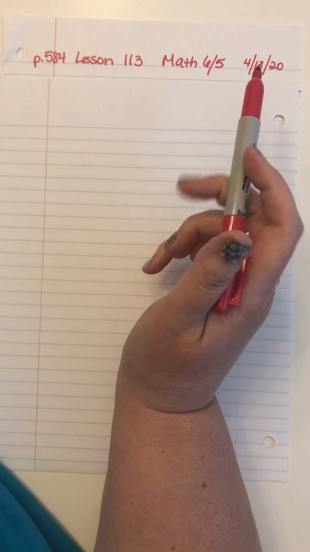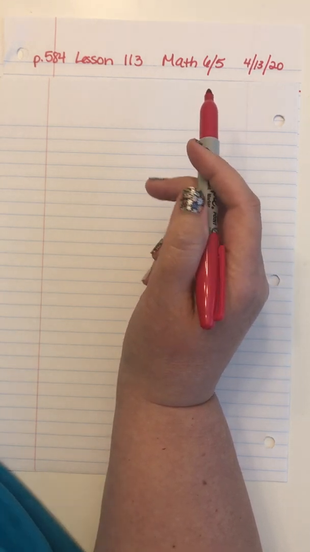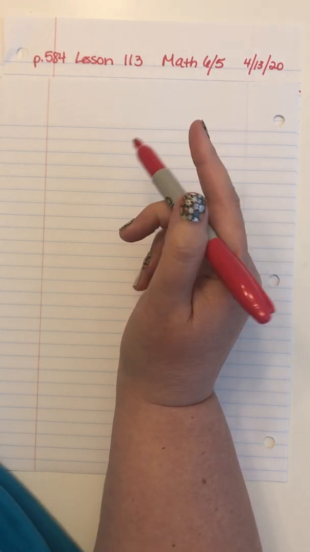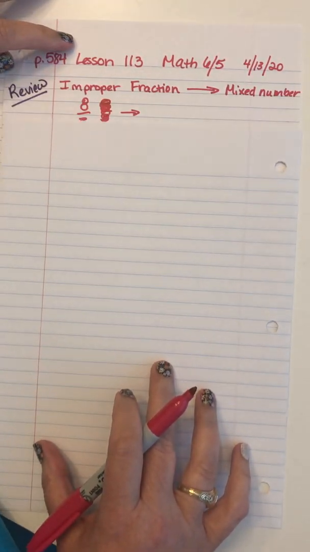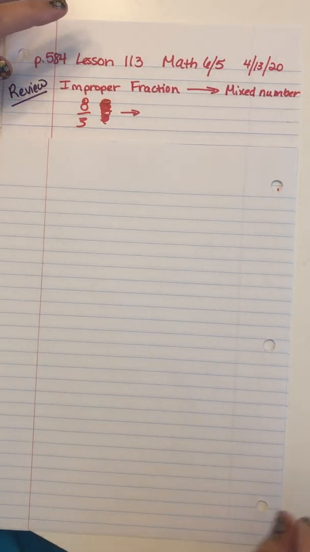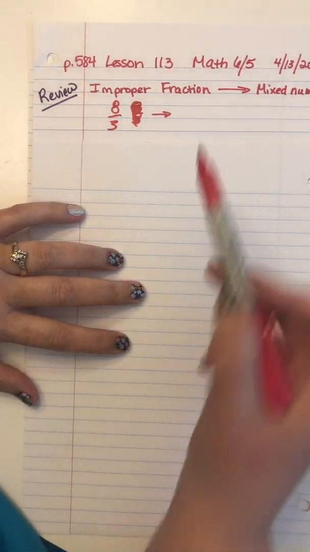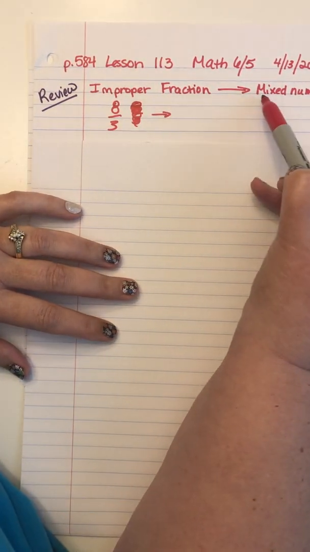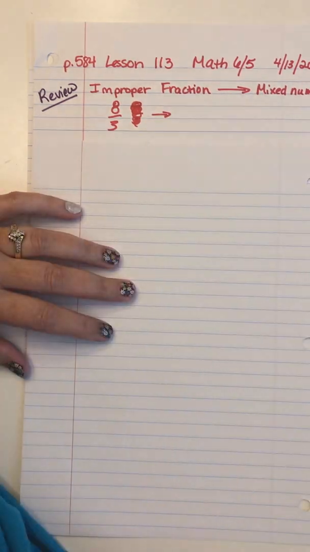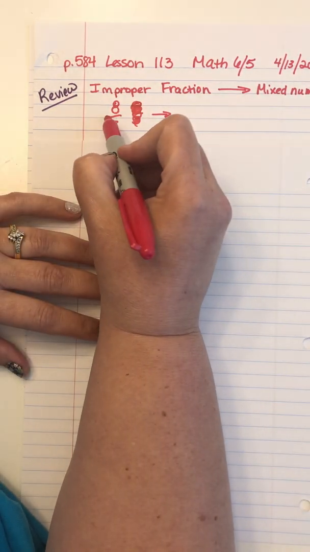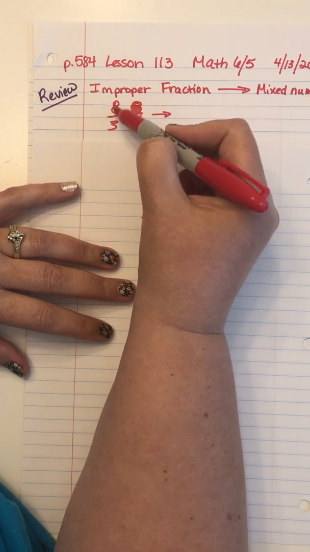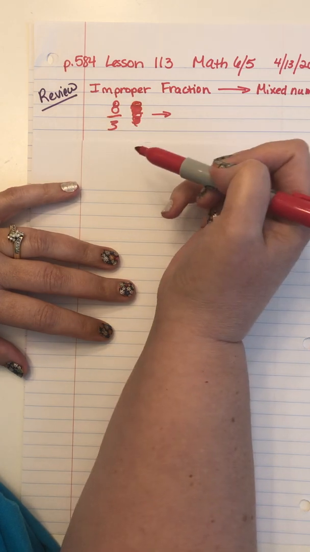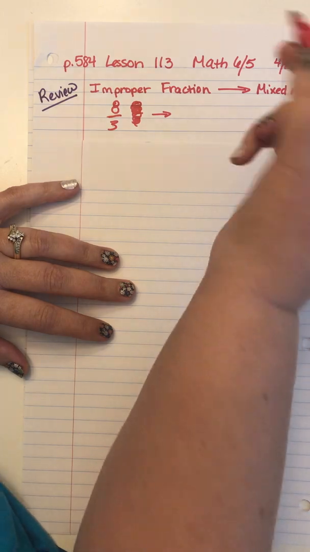In this lesson, we're going to deal with improper fractions and mixed numbers. I know we've dealt with some of that before, so the first part I'm going to do is a little review of how we go from an improper fraction to a mixed number, which, if you remember, this fraction bar means divide. So this is the same as saying 8 divided by 3, and that is what we do in order to get to our mixed number.